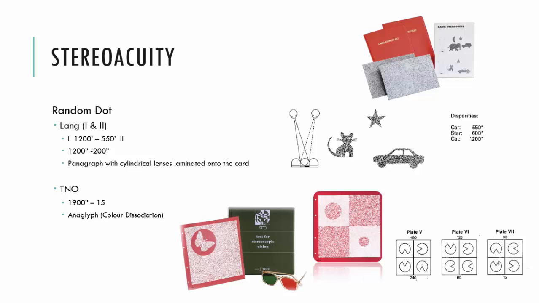We've got two in the prac rooms. We've got the Lang and the TNO. The advantage to using a random dot stereoacuity test is that it requires the patient to be bifoveal and does not offer any monocular clues, meaning that if a patient has a small angle strabismus with subnormal binocular functions, then they should still fail this particular test.